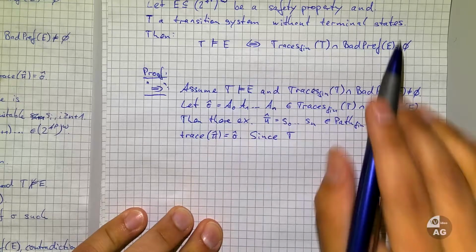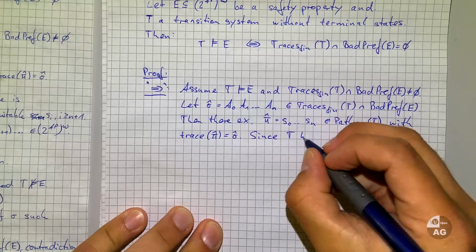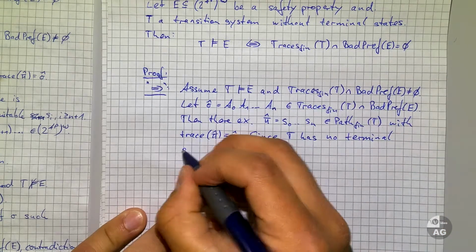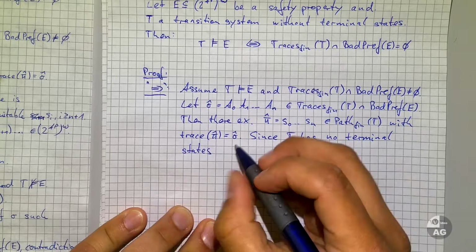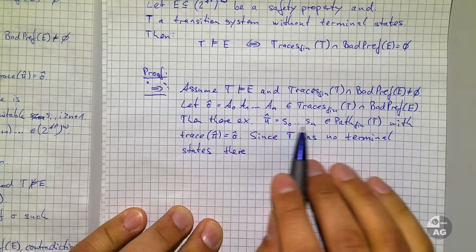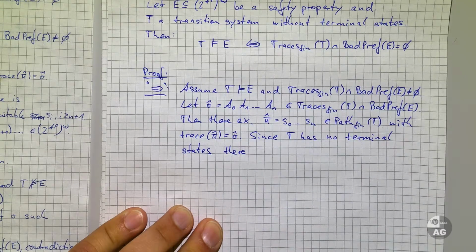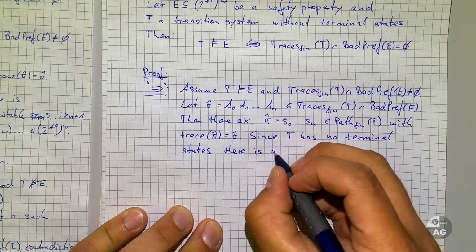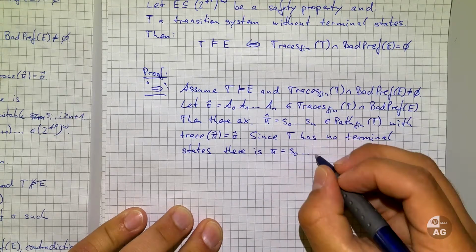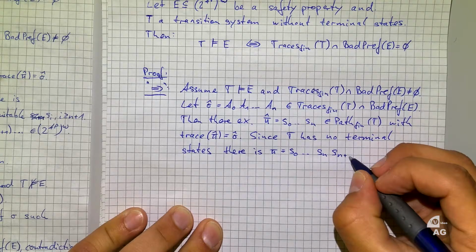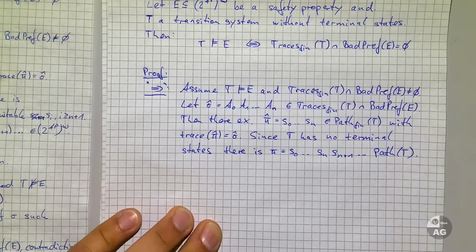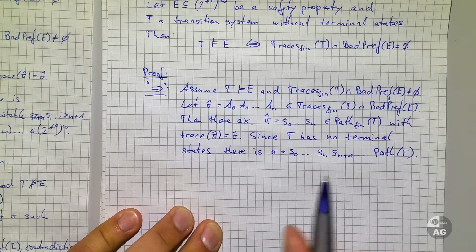Now, since we assume that the transition system T has no terminal states, we can also extend this finite path that we took up here to an infinite path, right? Because there must not be any terminal state, so we can always go on. There is pi that starts with S0 to Sn, but then goes on with Sn plus 1 and so on, in the paths of the transition system.